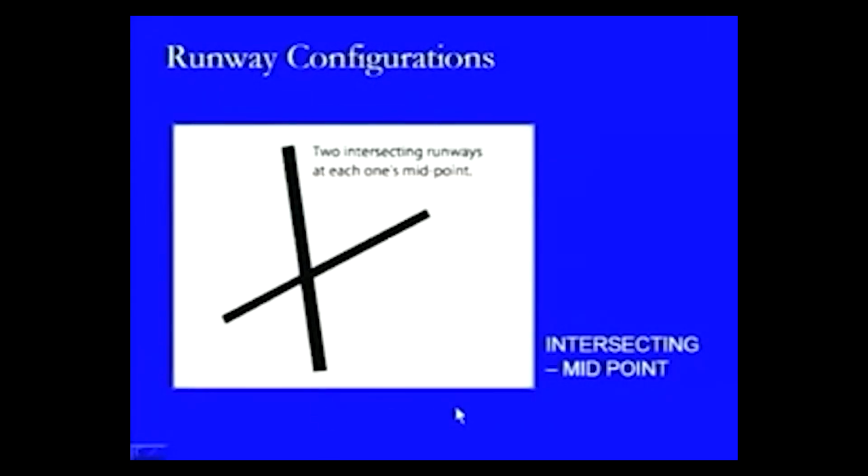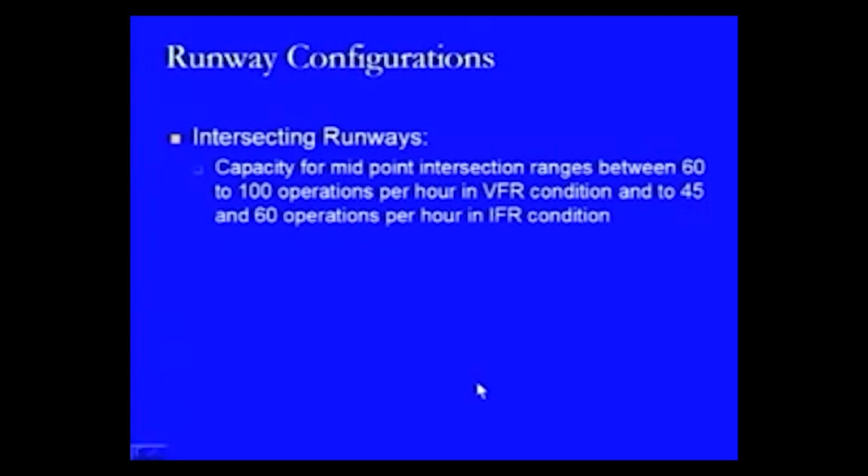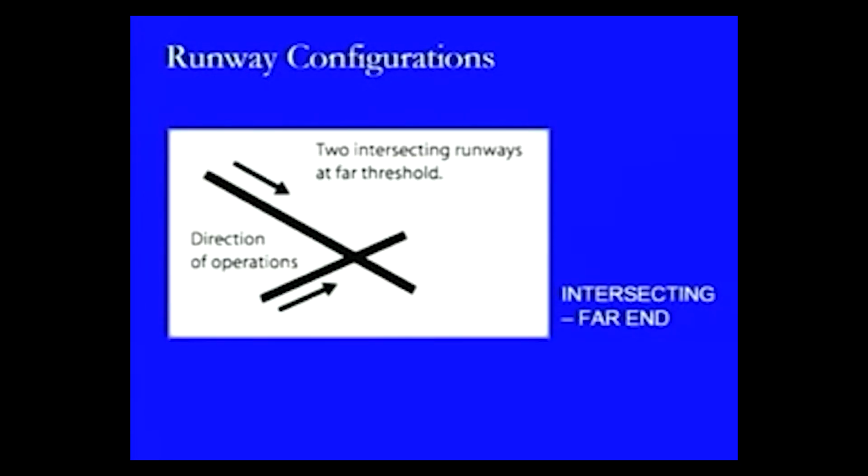Here we are looking at a diagram of an intersecting midpoint condition, where at the midpoint the two runways are crossing each other. The capacity for the midpoint intersection ranges between 60 to 100 operations per hour. That is, as we are going away from the near end to the far end, it is changing, and it is 45 to 60 operations per hour in the IFR condition. In the case of the far end operations, it ranges between 50 to 100 operations per hour in VFR condition. Further reduction is there, and there are 40 to 60 operations per hour in IFR condition. This is a case of far end intersecting runway.